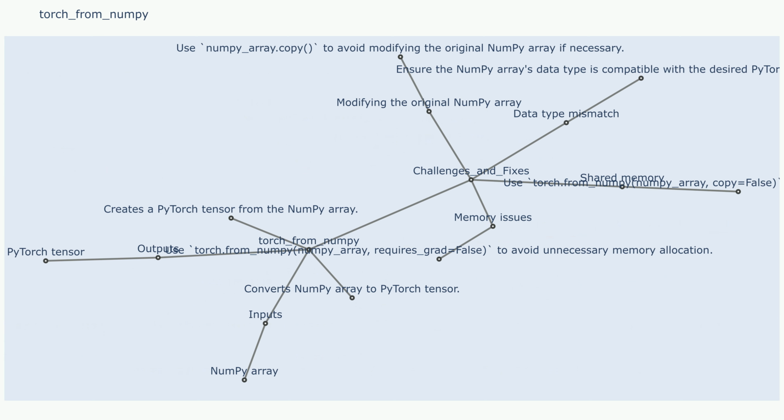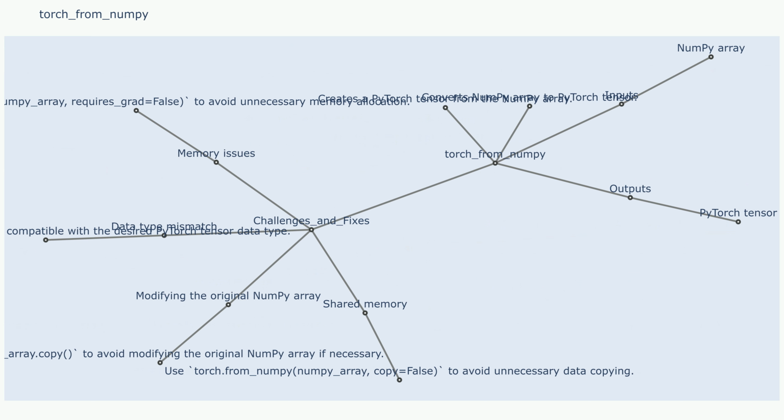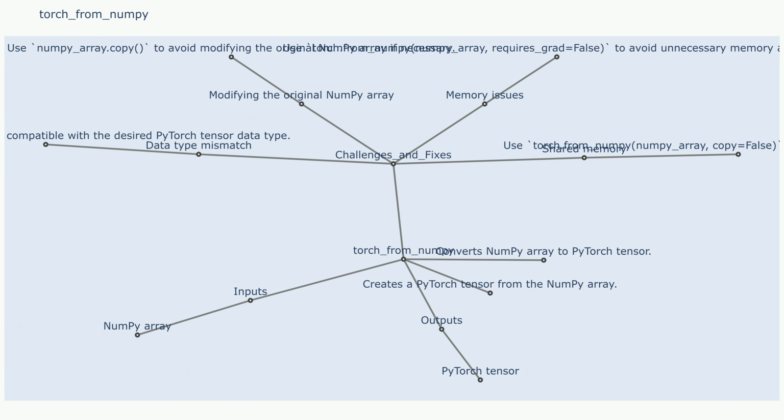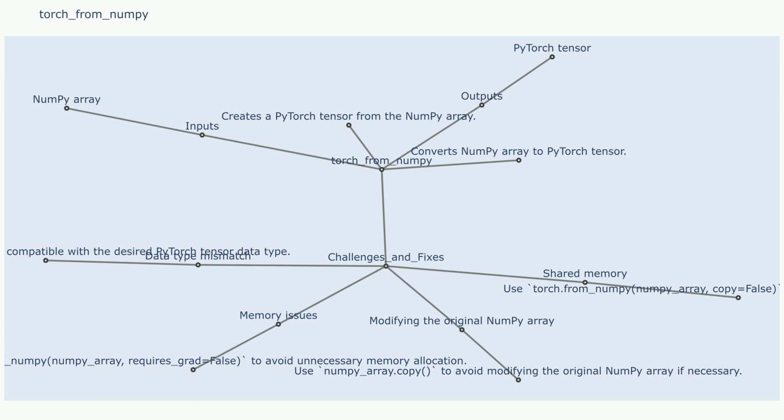Inputs. Input 1. NumPy array. This is the primary input. A NumPy array containing numerical data that you wish to transform into a PyTorch tensor. Outputs. Output 1. Tensor. A PyTorch tensor that represents the same data as the input NumPy array. The tensor shares the underlying memory with the NumPy array, ensuring efficiency.